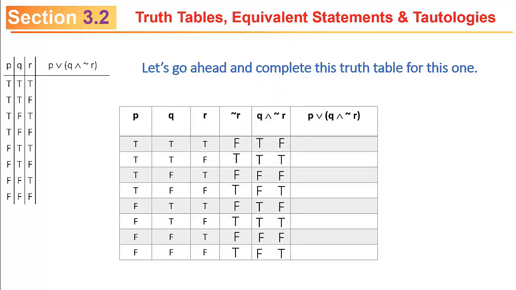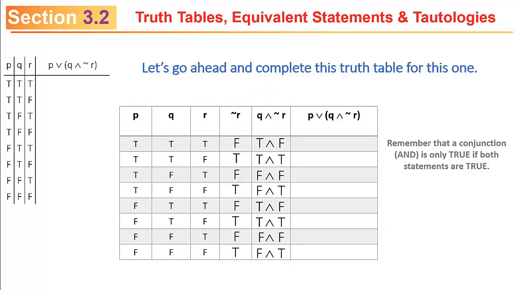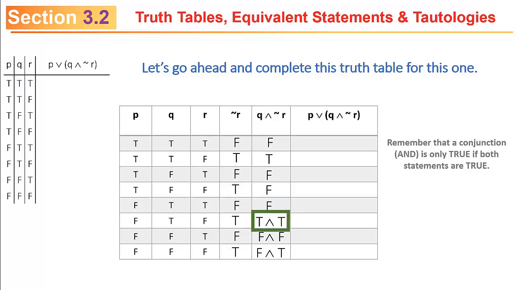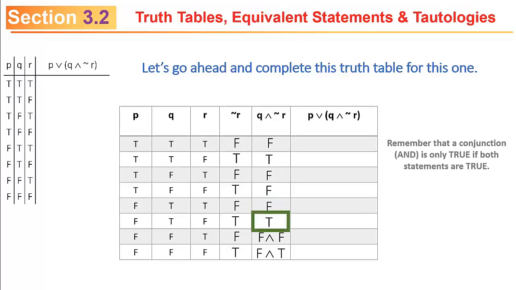And then I'll notice it's an and between them. Remember, for an and, it's only true if they're both true. So if you just go down and look, that first one's not both true, so that'll be false. There's a both true there, so that'll be true. That's not both true, so it'll be false. That's not both true, so it'll be false. That's not both true, so it'll be false. That is both true, so it'll be true. That is not both true, so it'll be false. That is not both true, so it'll be false.